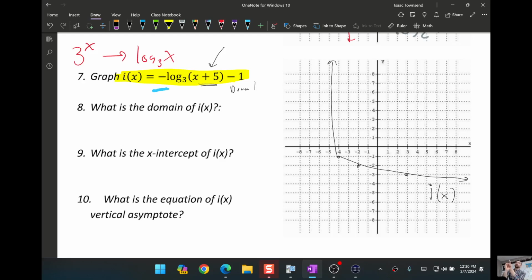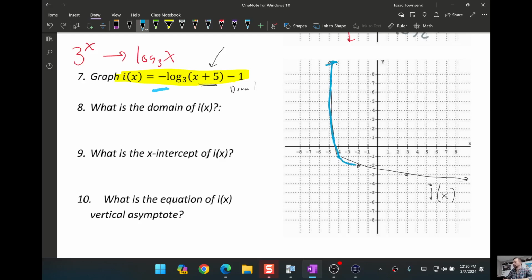So again, knowing what 3 to the x looks like should be a gimme for knowing what log base 3 of x looks like, because you just switch x and y, they're inverses, and then you do all the transformations. Most of these wouldn't have this many transformations, but I shifted them all left 5, graphed it, flipped them all over the x-axis, regraphed it, and then shifted them all down 1 and regraphed it.